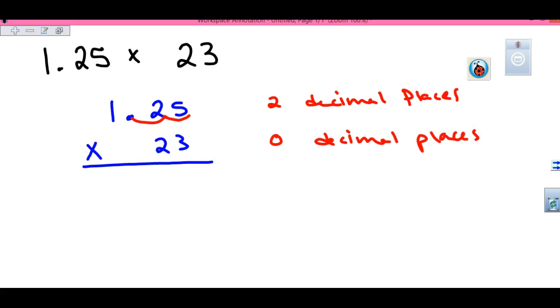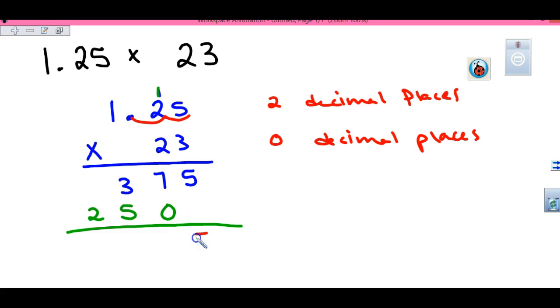Okay, so we're going to multiply. 3 times 5 is 15. 3 times 2, 6, plus 1, 7. 3 times 1, 3. 2 times 5, 10. We're carrying on. 2 times 2, 4. 1, 5. 2 times 1, 2. Now we're going to add 5 plus 0, 5. 7 plus 0, 7. 3 plus 5, 8. 0 plus 2 is 2.